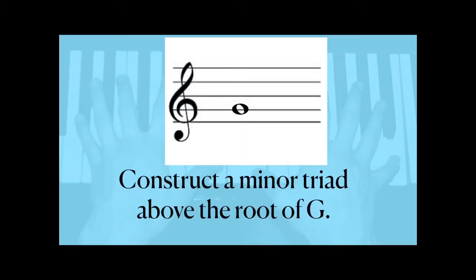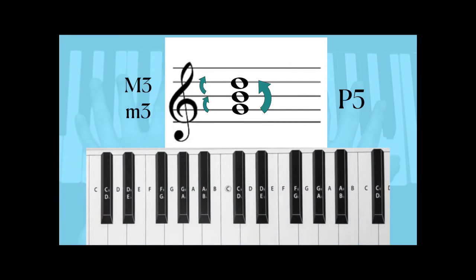Let's construct a minor triad above the root of G. We need a minor third on the bottom, a major third on the top, and a perfect fifth between the root and the fifth. Let's start with our root and construct our first minor third, G up to some kind of B. 1, 2, 3 half steps up is a minor third. It needs to have the letter name B, so this is a B flat. Now we'll find our major third, starting on that B flat and going 1, 2, 3, 4 half steps up.